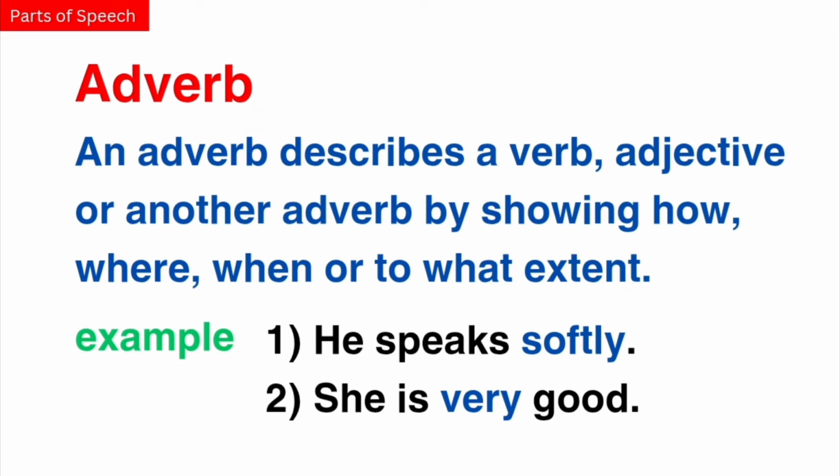Adverb. An adverb describes a verb, adjective, or another adverb by showing how, where, when, or to what extent. Example: 1. He speaks softly. Here, softly is an adverb. It describes how he speaks, modifying the verb speaks. 2. She is very good. Very is an adverb. It modifies the adjective good by showing the degree of goodness.